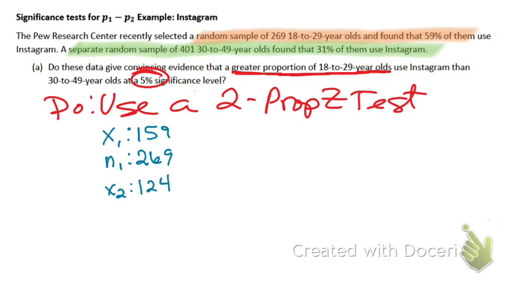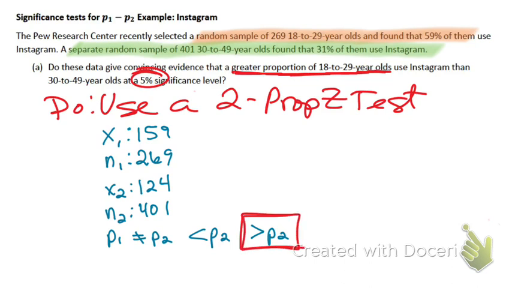124 and N2 401. All right, now, greater than P2. This is why I personally prefer the option of how P1 is related to P2 in my hypothesis, because your calculator wants to know how you say in your alternative that P1 is related to P2. And in fact, we are saying that we think P1 is greater than P2, so we would need to select that one. That's why I prefer that, but you are welcome to use the other one if you want.